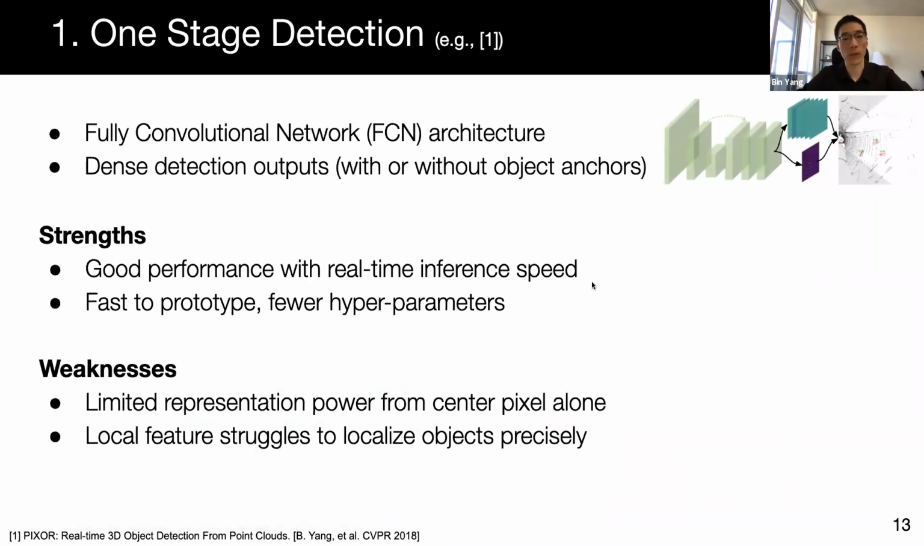One-stage detectors typically have real-time inference speed and have fewer hyperparameters to tune in general. However, they suffer from imprecise object localization, as in many cases, we are estimating the object boundary from the center pixel alone.